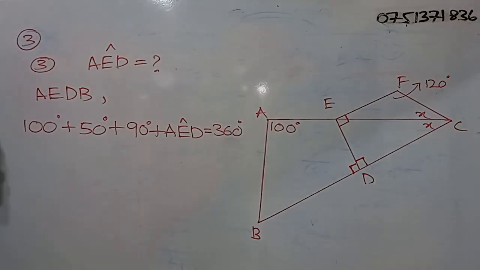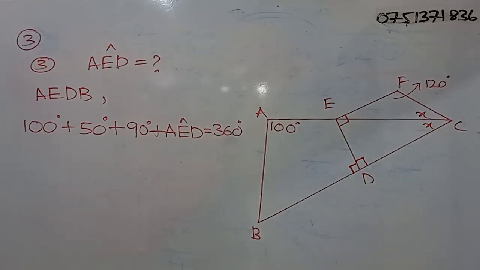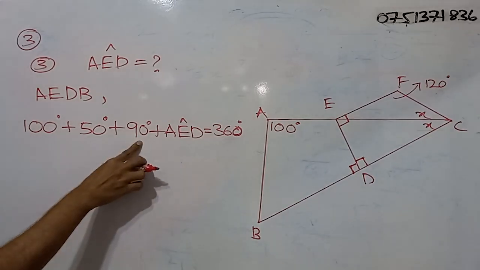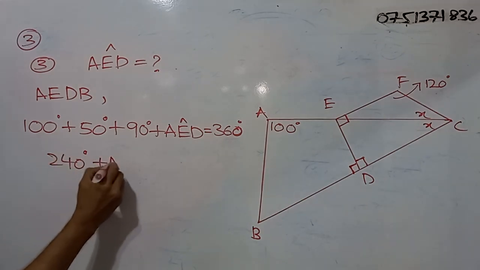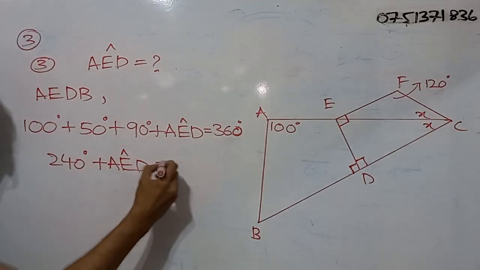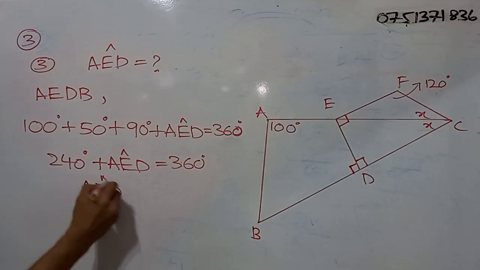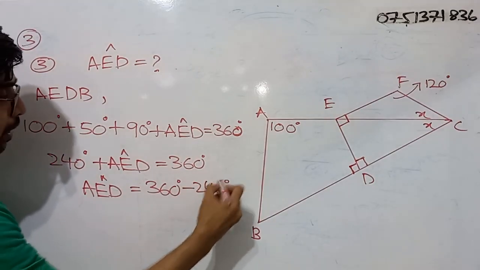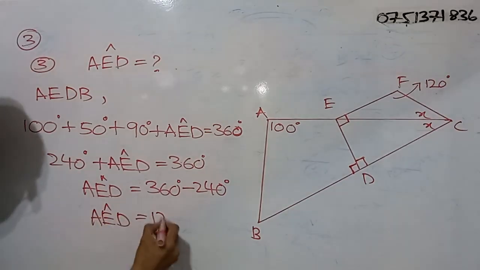360. So just as before, you have to write down the reason. Sum of internal angles of a quadrilateral is equal to what? 360 degrees. So 100 plus 50, that is 150. 150 plus 90, that is 240. So 240 degrees plus AED, that is equal to what? 360 degrees. So AED, that is equal to what? 360 degrees minus 240 degrees. So we get angle AED, that is equal to what?